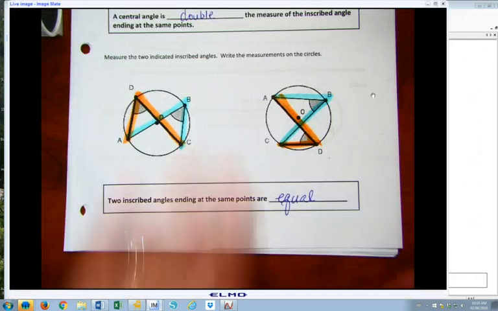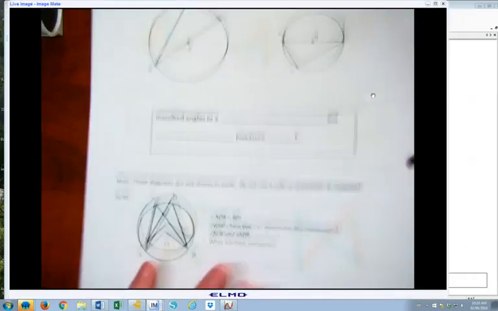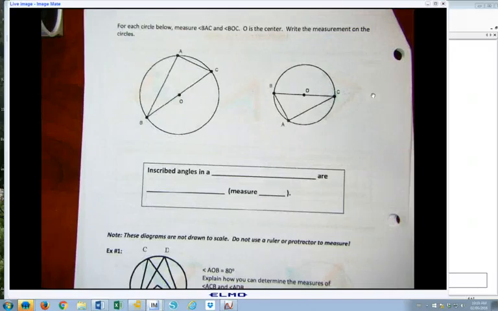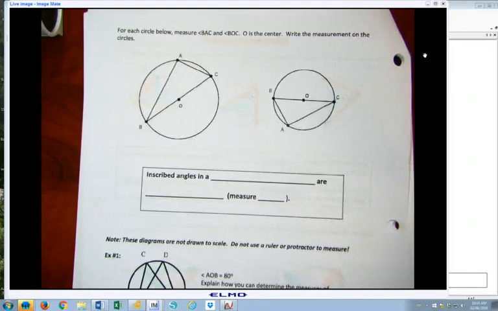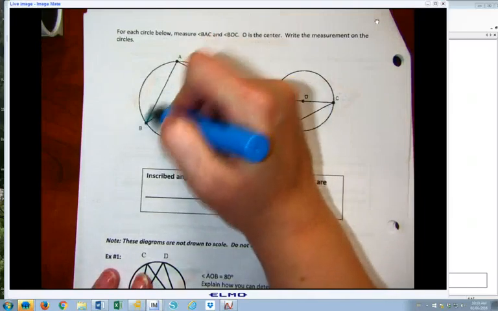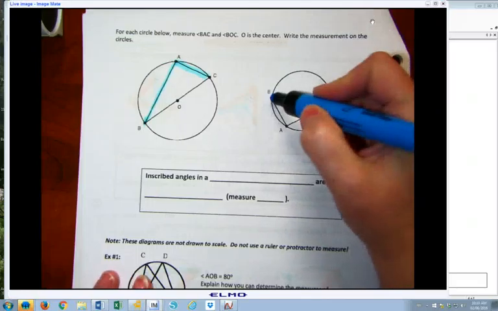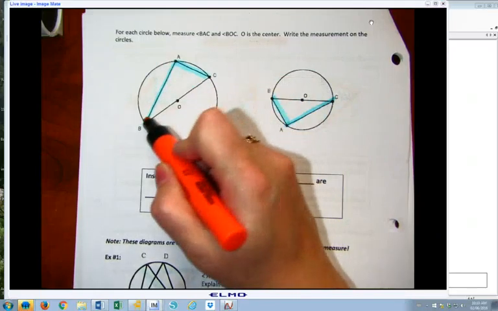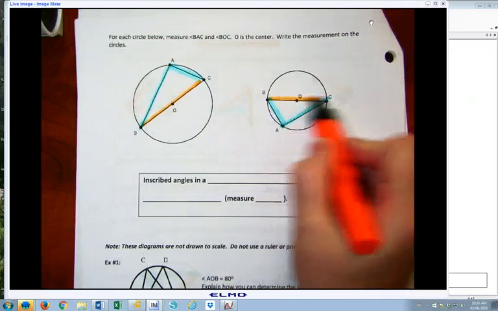All we're going to do is use these 2 properties to answer a bunch of questions. Oh, there's one property I forgot about. Drop my protractor. We're going to measure BAC and BOC. So BAC I'll do in blue. BOC, straight line.